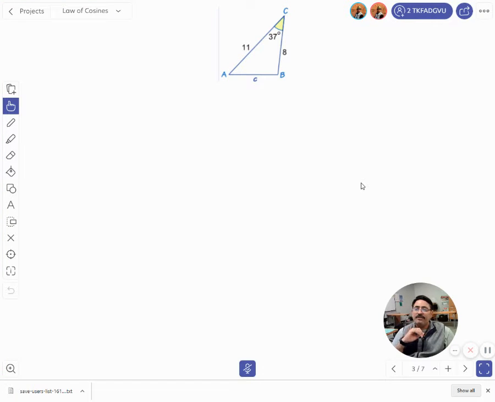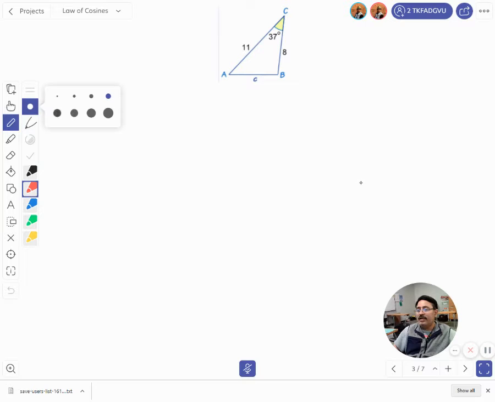Here, I see that one more triangle is given, with two sides and one angle given. So it is SAS. In this question, you are asked to find the value of C, that is side C, this one. First of all, you have to memorize the rule. Let me write that cosine rule.